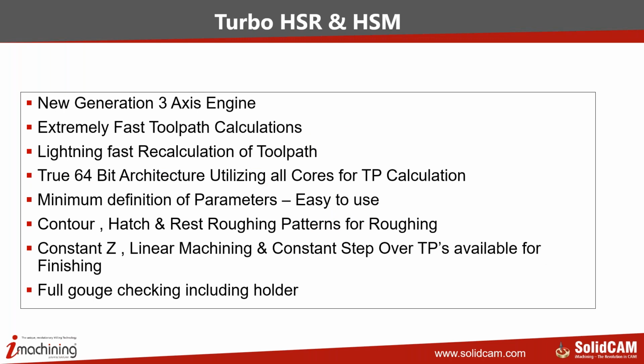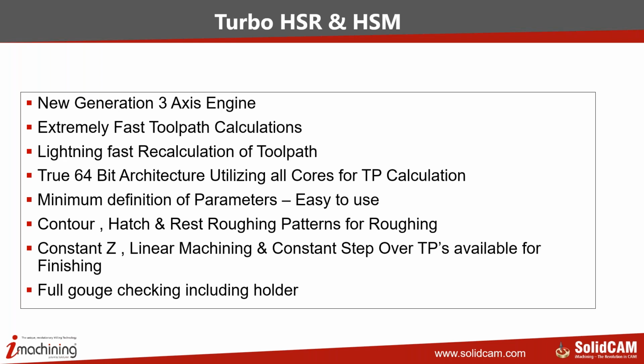A few years back, I would say about 4, 5 years back, we introduced an upgrade to the generic engine, and we call this engine the Turbo HSR and Turbo HSM. It's a new generation 3-axis engine because it was developed recently, so it has been developed taking into account the condition and the situation of machining existing in this era. And most important, it takes into consideration the new generation hardware that can be used for computing toolpaths.